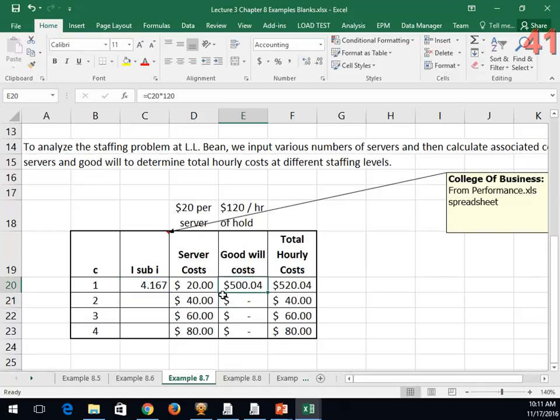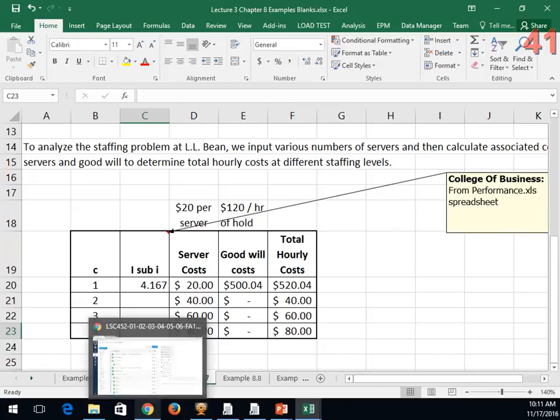And so I can continue to work through this and look at, well, what if I have 2 servers? What if I have 3 servers? What if I have 4 servers? At some point, the cost of hiring more servers is going to be more than the cost of the lost goodwill if I hired those servers.